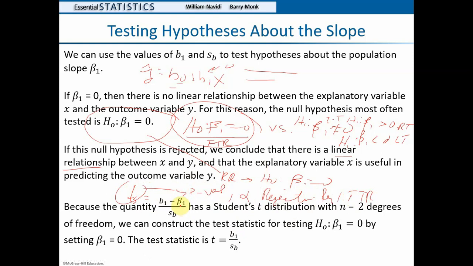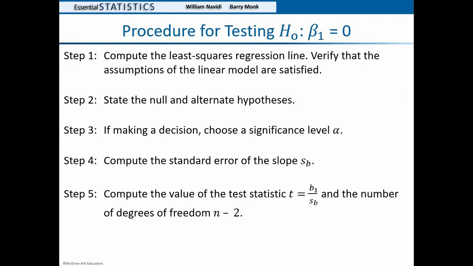Now, what is our hypothesis about beta 1? It's equal to 0. So this is basically 0, and I'm only left with that. So here's our test statistic. T equals B1 divided by S sub B. That's the standard error, not S sub E, which is the residual standard error, or the residual error, okay?